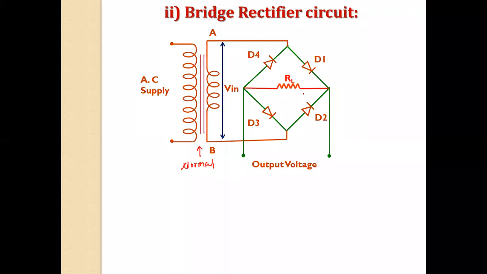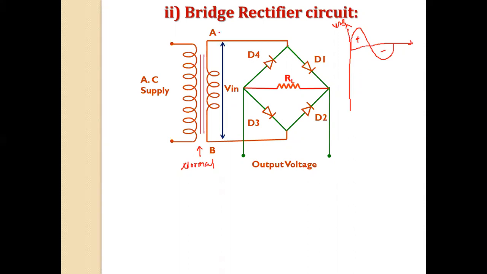You know that output voltage is always measured across the load resistor RL. Now let's consider that this is our input voltage waveform, which is measured between points A and B. Is it right? The input voltage waveform is always sinusoidal. When I want to discuss the working of the bridge rectifier circuit, we always discuss it in two parts: one for the positive half cycle and another for the negative half cycle.